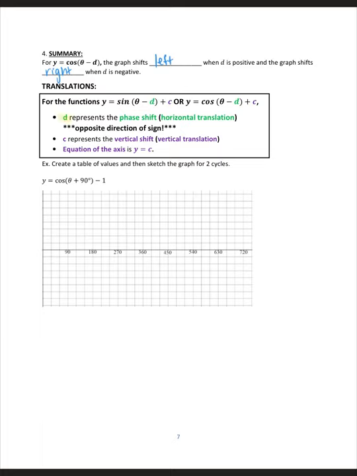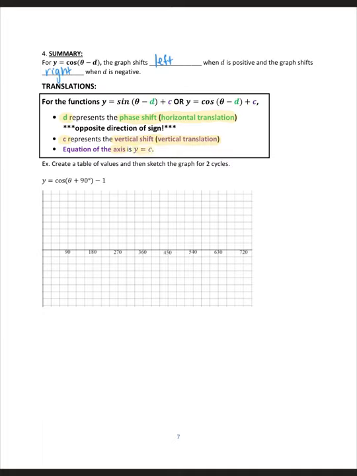So d, that amount inside of our bracket, represents a phase shift, we call it, which is the same thing as a horizontal shift or horizontal translation. And remember that the opposite direction of the sign dictates what it moves. So minus moves right, plus moves left, which is kind of counterintuitive. C, which is that number being added outside our brackets, is going to represent a vertical shift or a vertical translation. So it's going to slide it up or down. And it's also going to be the equation of our axis, which is at y equals c.